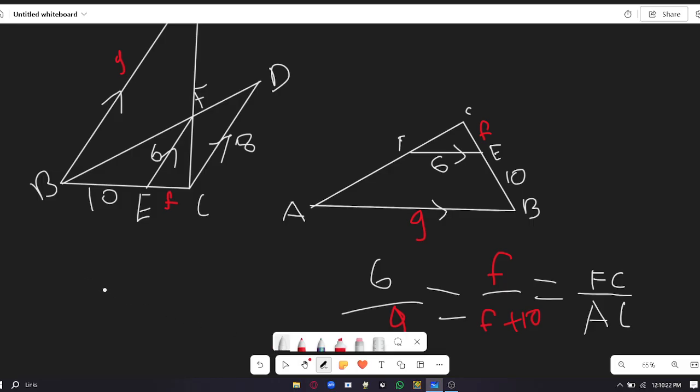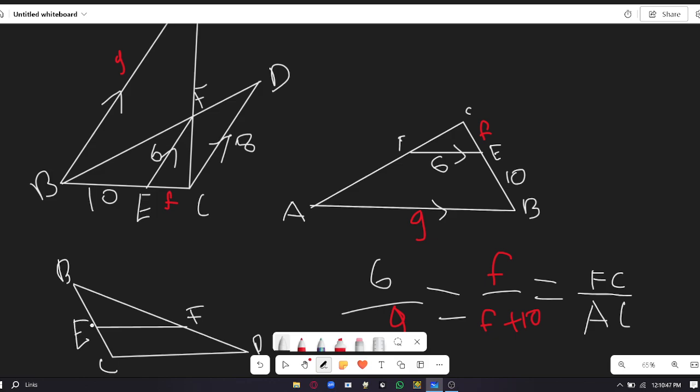So this other triangle is, if I draw it out, looks something like this, like an obtuse angle triangle. Okay, this line is parallel. Okay, let's start putting in stuff. This is B, this is F, this is D, this is C, this is E, this is 6, this is 10, this is F, this is 8.